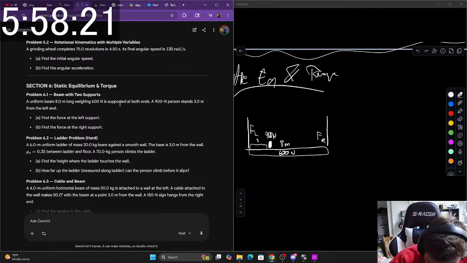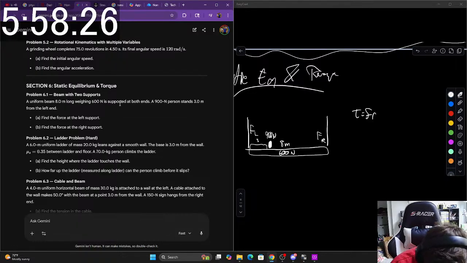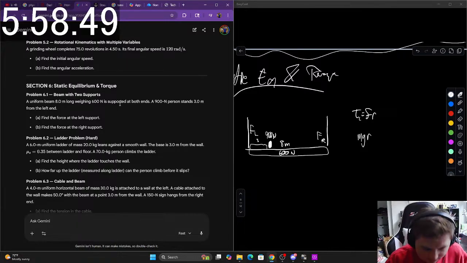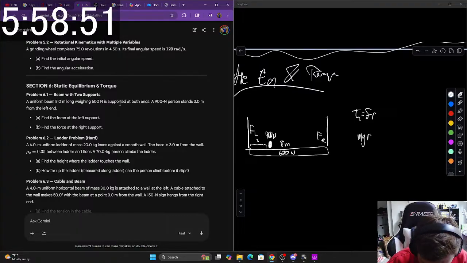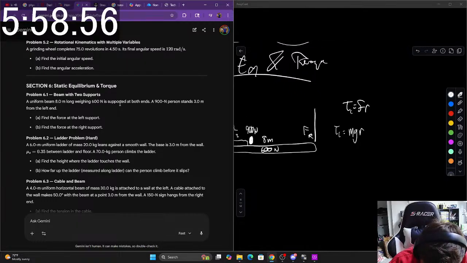So the torque on this baby is Fr, right? Yep. So force is equal to mg. Where's ma? What am I talking about? Oh, a is g. Yep. So torque on this. Let's do the left guy first. This is without the person, mind you.